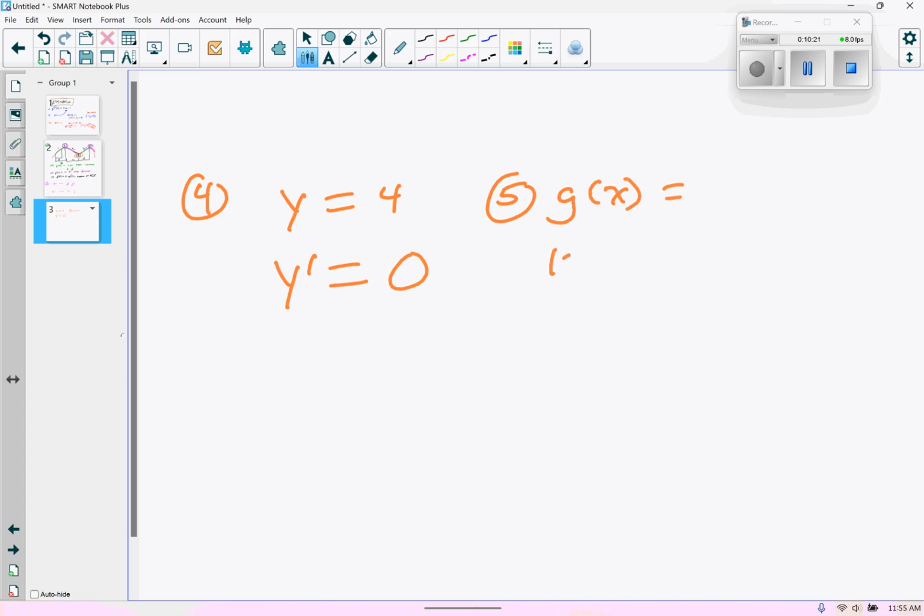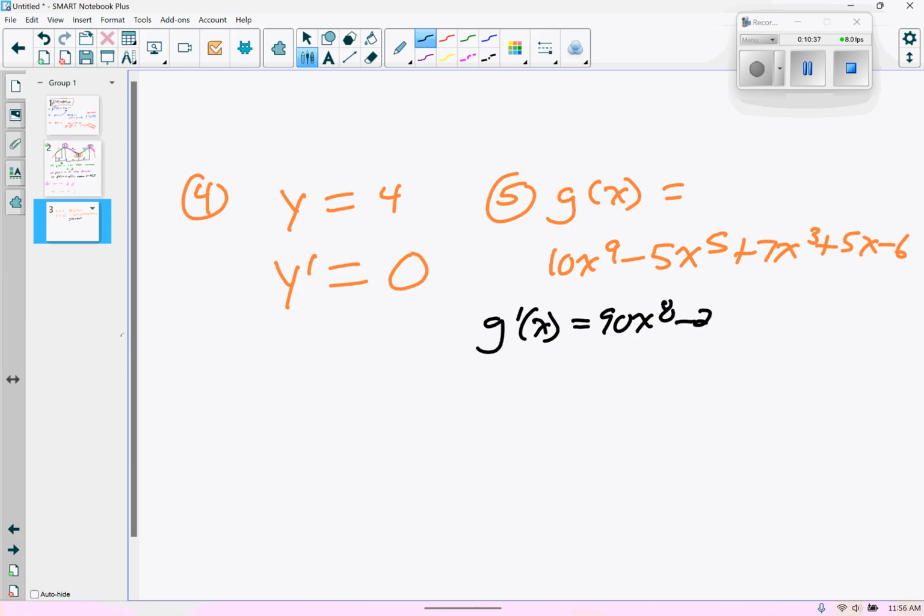And then number 5, they give us g of x. We have this whole equation, 10x to the 9th minus 5x to the 5th plus 7x to the 3rd plus 5x minus 6. If I wanted to find the derivative of that, I'd say 90x to the 8th minus 25x to the 4th plus 21x to the 2nd plus 5. You don't have to worry about taking the derivative of negative 6 because that would just be 0. And there's your answer.